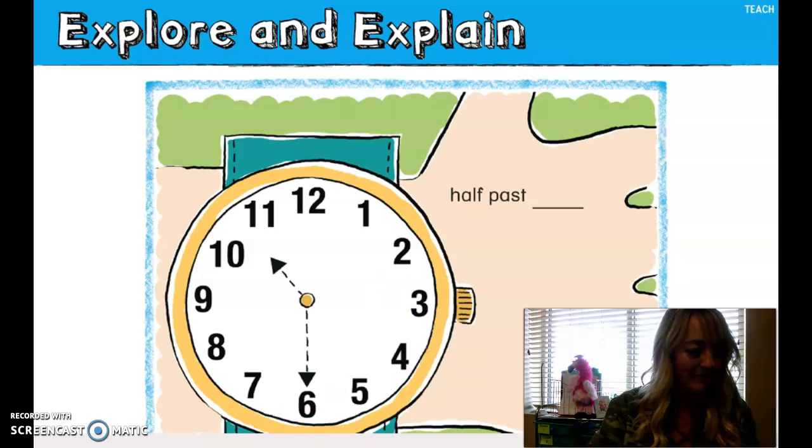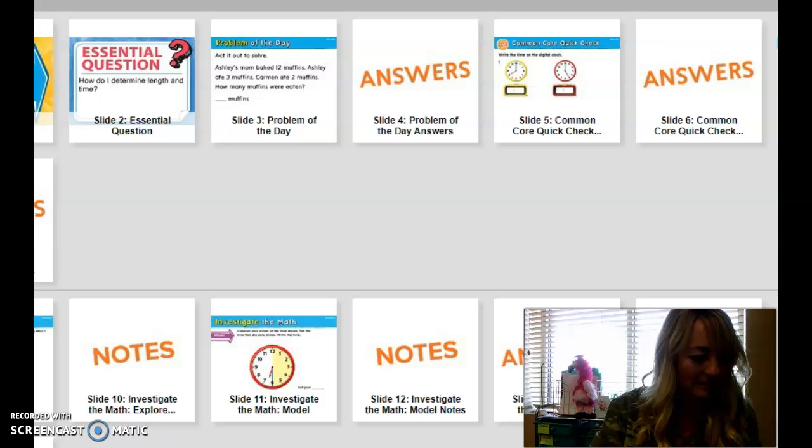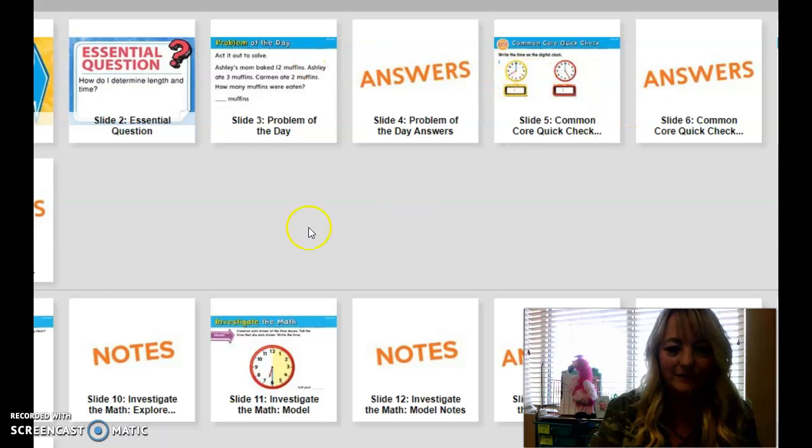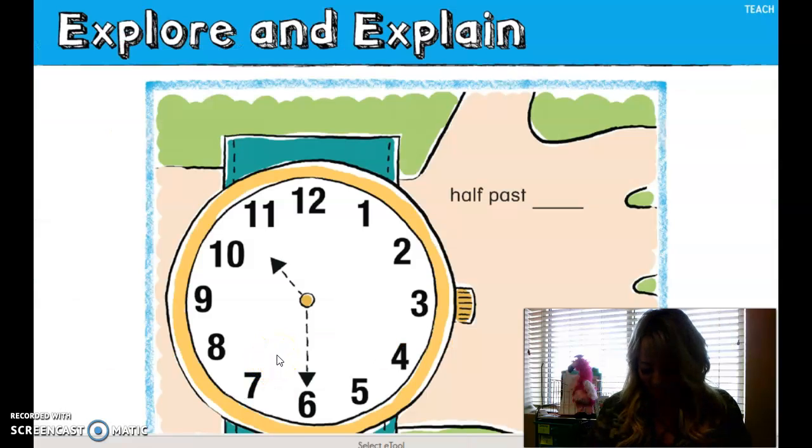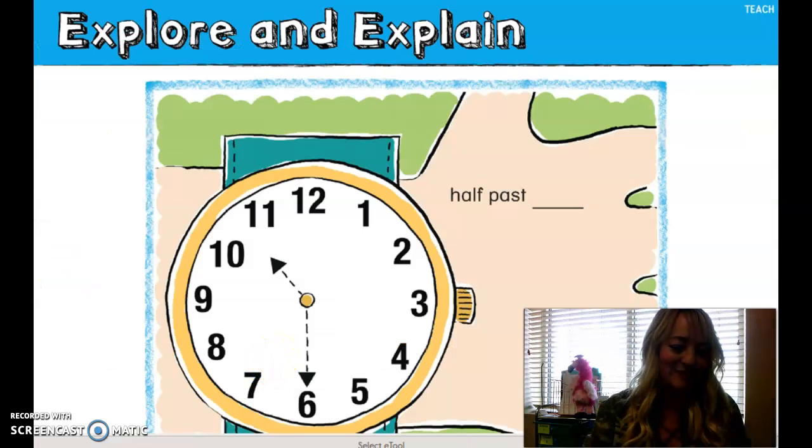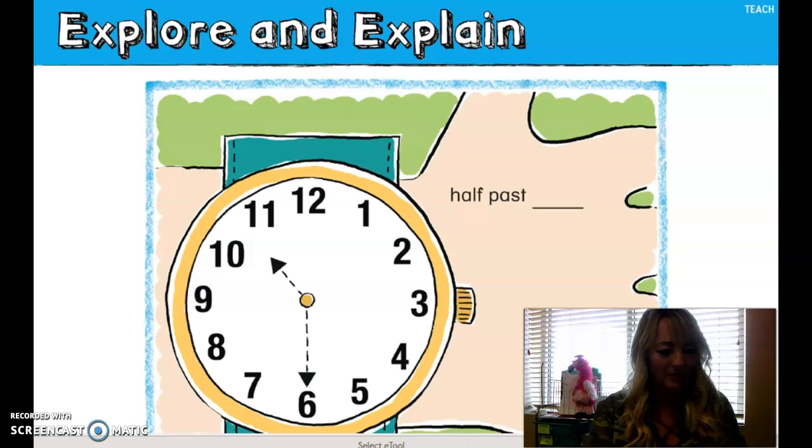So let me see if I can get colors with this. Oh, well, that was interesting. No, no, no, no. Don't do that. Where's my page? Hold on. Okay, I'm back. I don't have any colors, but please, if you have a color, use it. If you don't have crayons at home, don't worry about it, but you can always pick some up at school. We have some here for you.